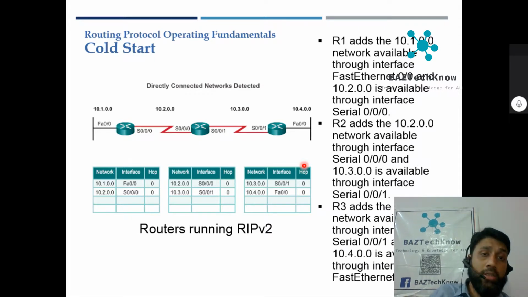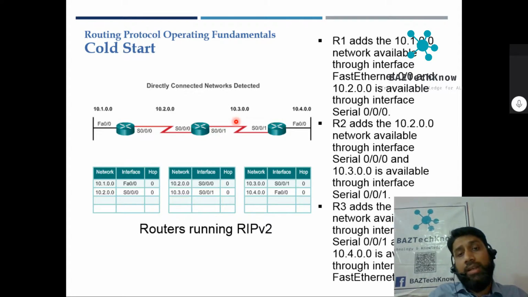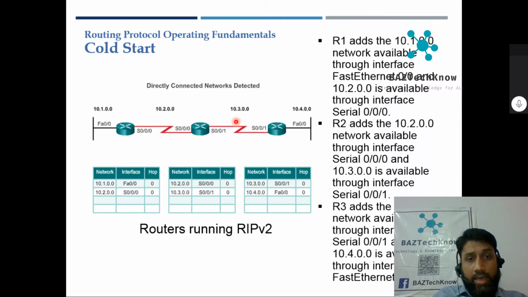One with 10.2.0.0 as a subnet, and the other with 10.3.0.0. The interface numbers are also mentioned, like the WAN link between router B and C is on serial 0/0/1, while the WAN link between router B and A is serial 0/0/0. So every router adds information about the interfaces which are available to it.